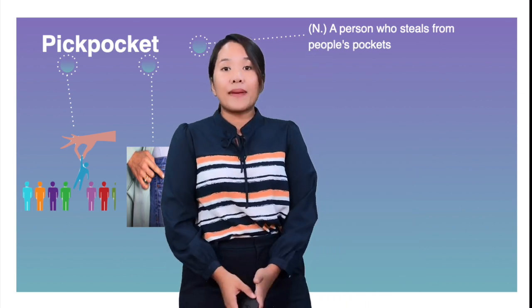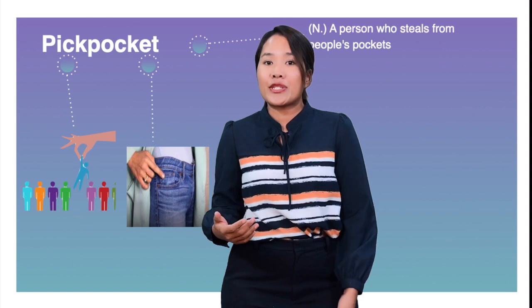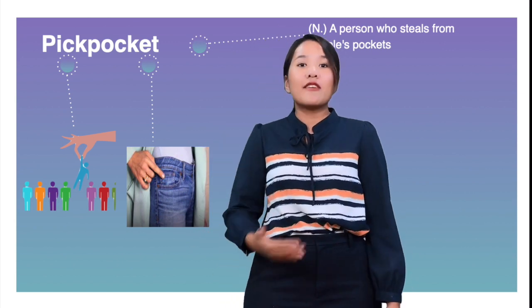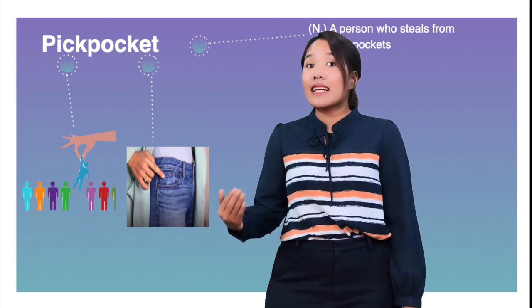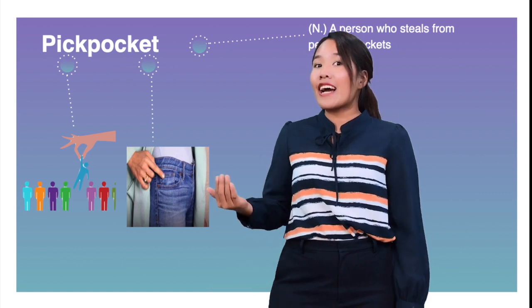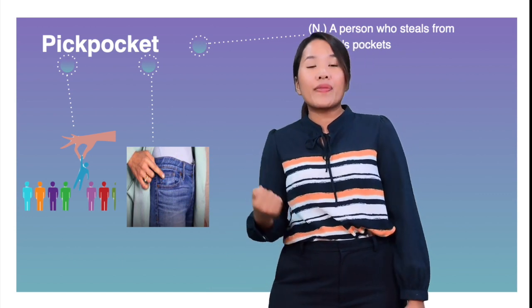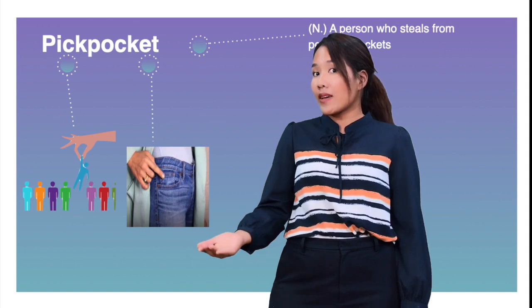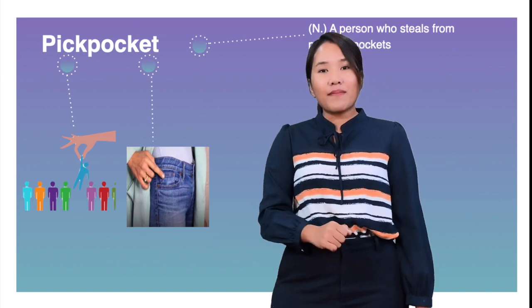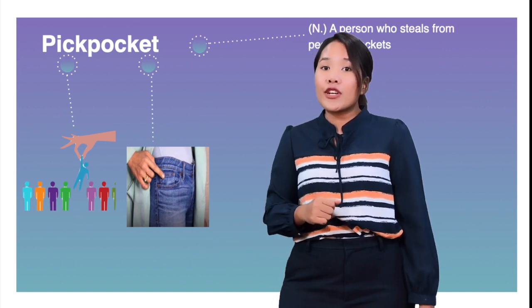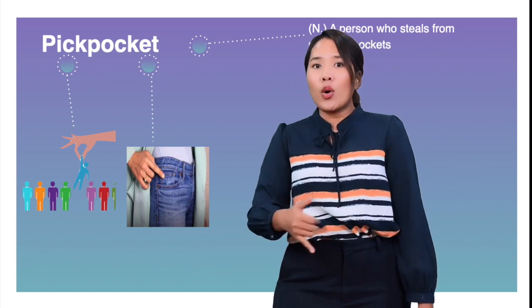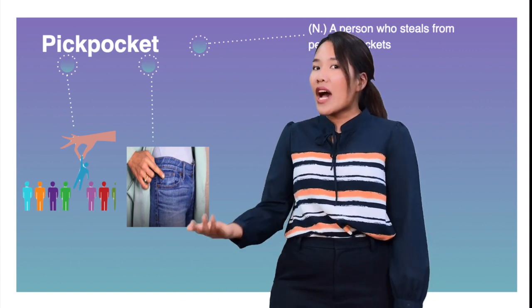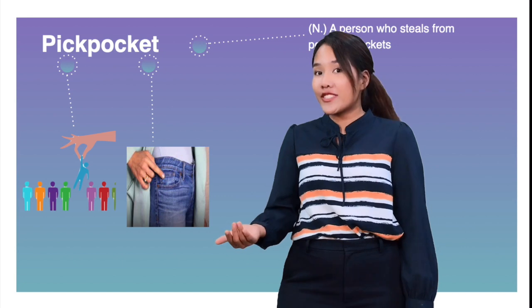The second example is the compound pickpocket, which refers to a person who steals from people's pockets. We can clearly see that the whole meaning has not been related to the elements in the compound pickpocket. The whole meaning of pickpocket does not refer to the action of picking or the pocket, but rather refers to the type of person instead.